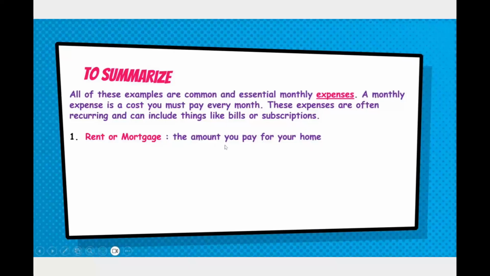So, rent or mortgage? Let's see. Are we on? No, okay. So this is not part of your notes, I guess.